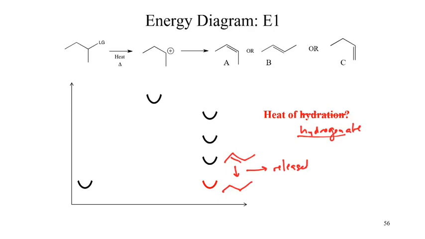If we move to the terminal one, that heat of hydrogenation is massive because it is higher in energy than our trans. So the heat of hydrogenation is really just another way of saying which one was more stable. The more stable your pi bond, the lower the heat of hydrogenation. Same thing as heat of combustion, same concept at least.